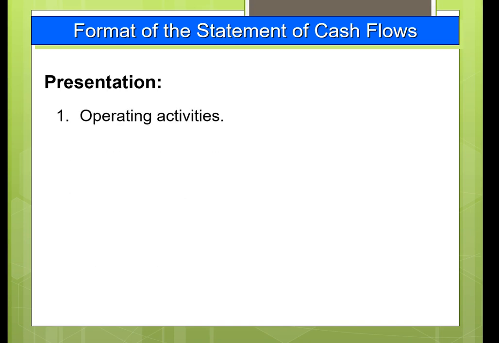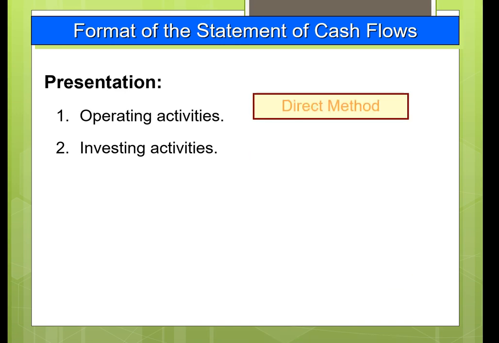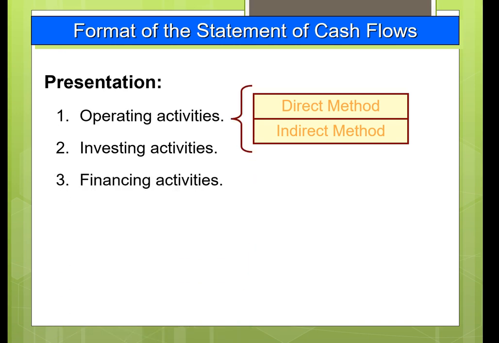What we have to do is look at our cash flow based on where the money came from. Did it come from operations? Did it come from investing? And again, for operating, we've got the direct and indirect method. Or did it come from financing activities?